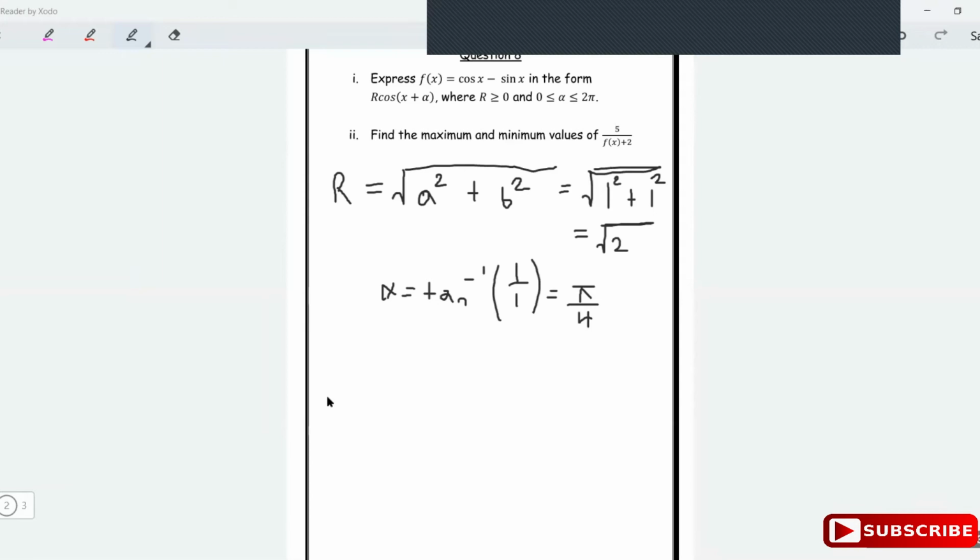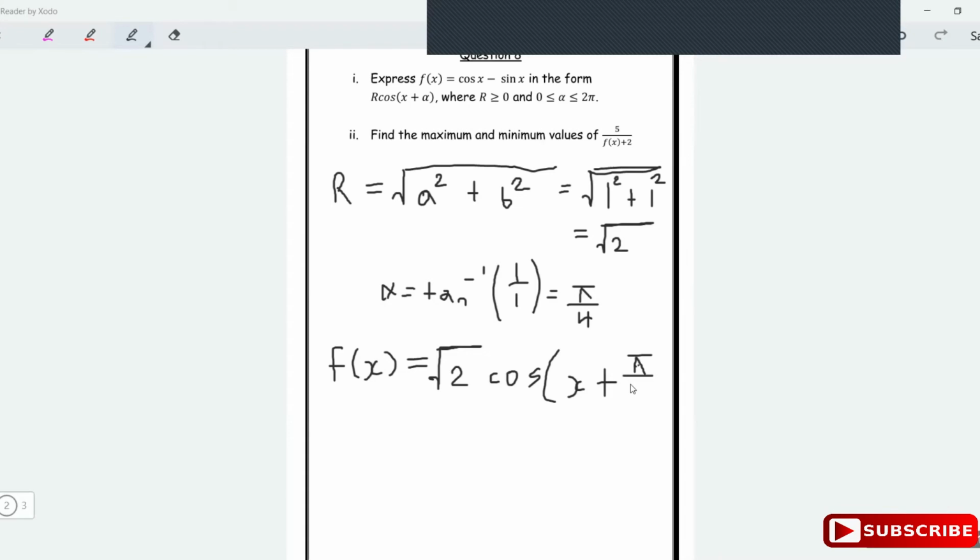So we can rewrite f of x now and say that f of x is actually equal to root 2 times the cos of x plus alpha, where alpha is pi by 4. So it's root 2 times the cosine of (x plus pi by 4). That's what we have.